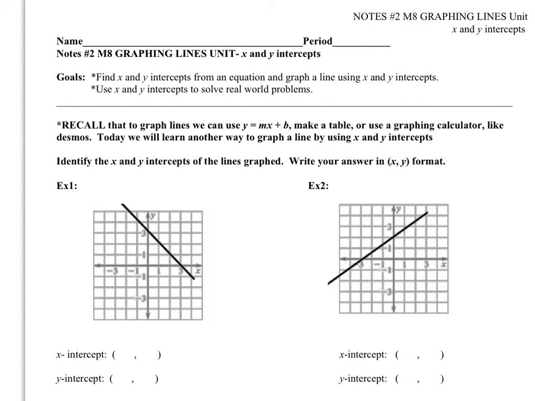We've been practicing graphing lines for weeks. We've been using Desmos graphing calculator, making a table, or using slope-intercept form, y equals mx plus b, to help us graph a line. Now we're going to use a different method called x and y intercepts. So first, let's talk about what intercepts are.